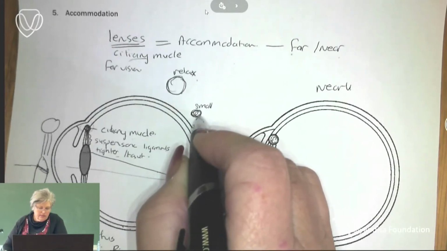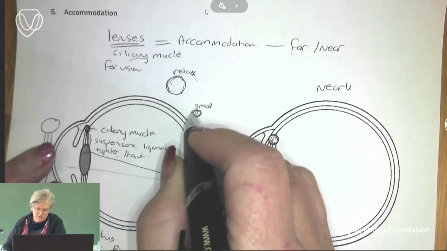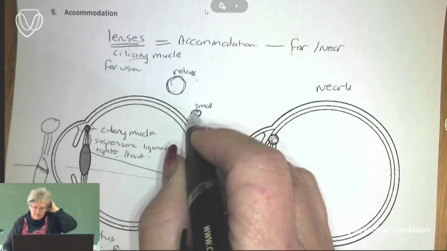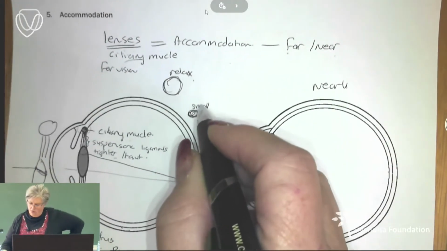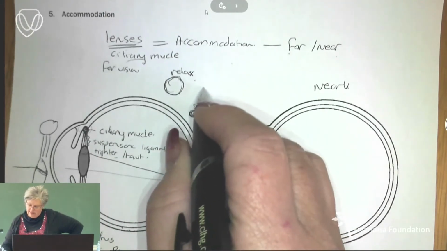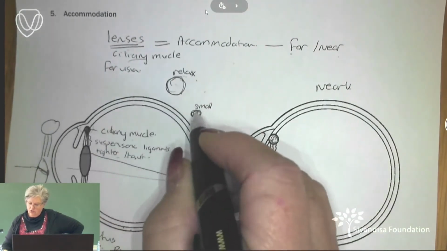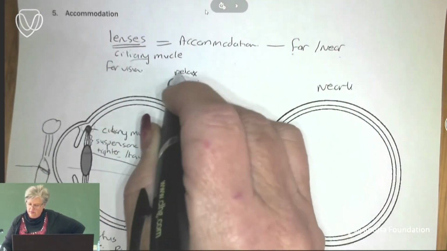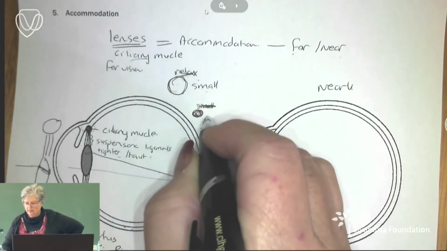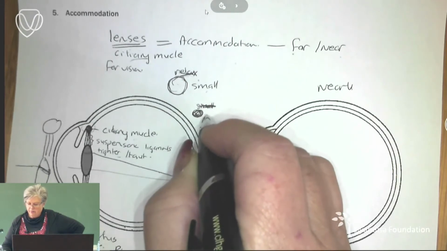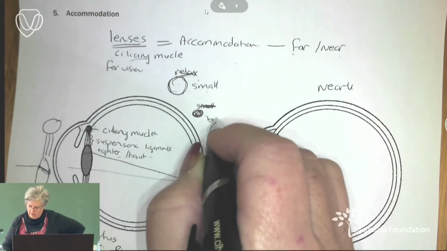So when the ciliary muscle contracts, okay, so when it is relaxed, it's small. When it contracts, oh, this is wrong. So when it's relaxed, it's small, and when it contracts, it is big. Okay.